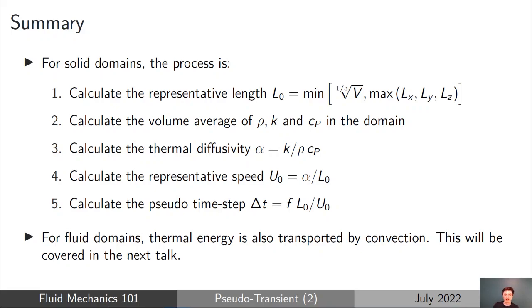Much of it is similar for fluid domains, and I'm actually going to go through fluid domains in part 3 of this lecture series, which is the next talk. So if you're interested in how we carry out this same process for fluid domains, stick around for the next part of this lecture series.